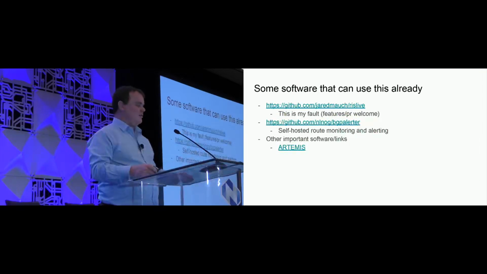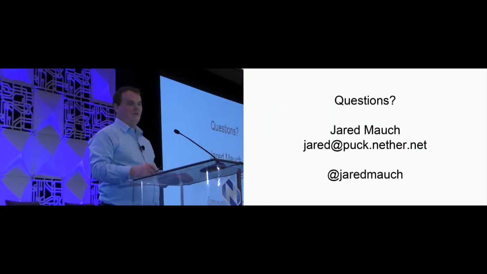So there's some software out there that can use this already. I put in the slides a link to my little ugly repo up on GitHub that I have, as well as NANOG has this BGP alerter thing. It can actually send you email alerts as well, that they added in there as a feature. And there's this Artemis software as well. So if you're really interested in monitoring what's going on with your network, you should also check that out. Aside from that, any questions?